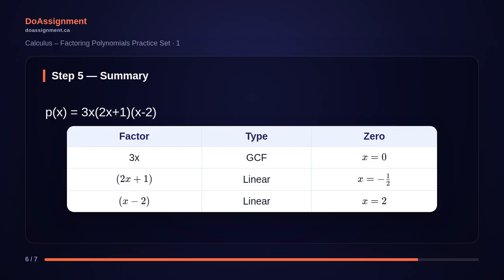The complete factorization over the integers is 3x times 2x plus 1 times x minus 2. The three factors correspond to the zeros of the polynomial: x equals 0, x equals negative 1/2, and x equals 2.